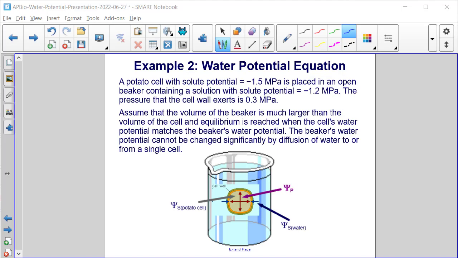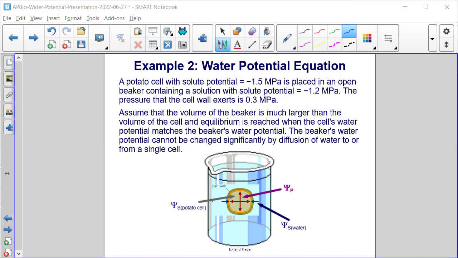Example 2, water potential equation. A potato cell with a solute potential equal to minus 1.5 megapascal is placed in an open beaker containing a solution with a solute potential equal to minus 1.2 megapascal. The pressure that the cell wall exerts is 0.3 megapascal.